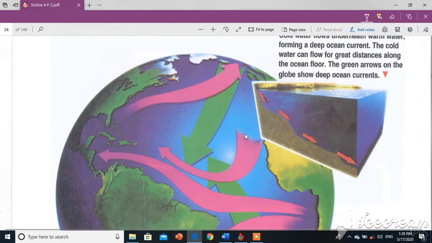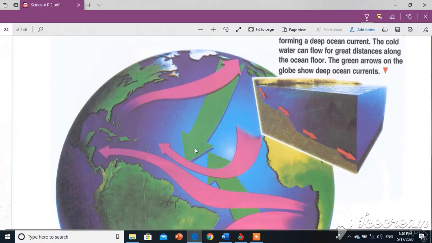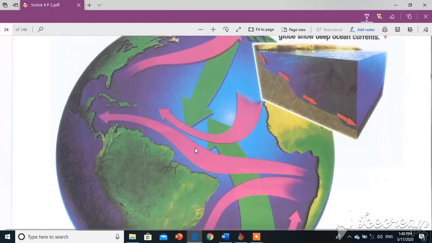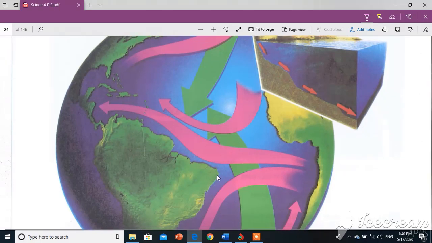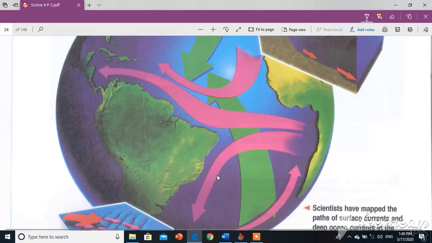Look, students, this picture is about surface currents. Surface currents form when steady winds blow over the surface of the ocean. In the northern hemisphere, here is the northern hemisphere of the earth, surface currents flow in a clockwise direction. But in the southern hemisphere, surface currents flow in a counterclockwise direction.